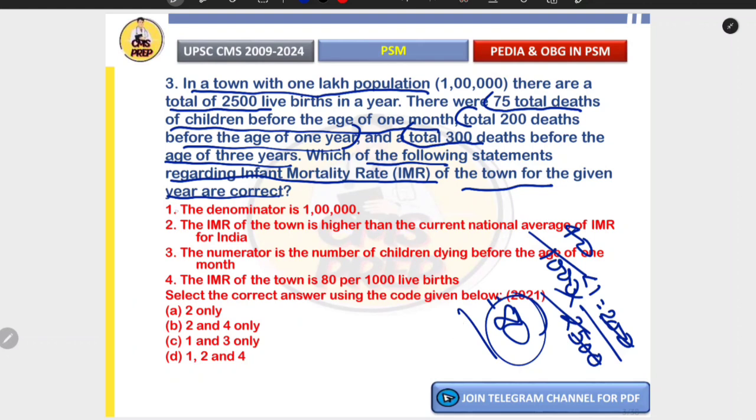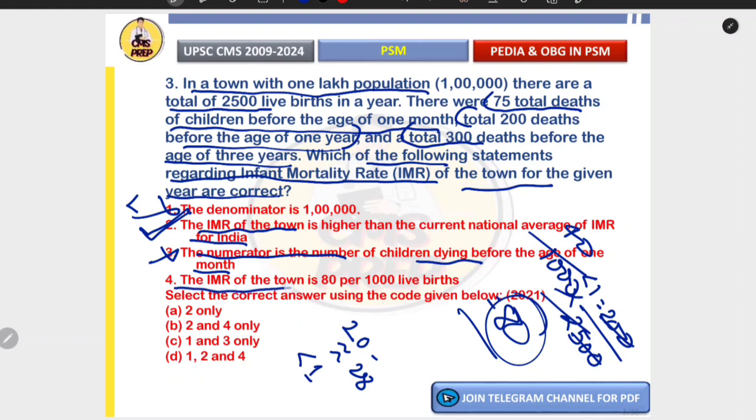Now let us analyze the statements. The denominator is 1 lakh. It is a wrong statement. The denominator is live births, not the population of the city or the town. The IMR of the town is higher than the current national average of IMR for India. Yes, it is correct. The current IMR of India is between 20 to 30, approximately 28. So this is a correct statement. The numerator is the number of children dying before the age of 1 month. It is incorrect. The numerator in infant mortality rate includes deaths within 1 year, not 1 month. Fourth statement, the IMR of the town is 80 per 1000 live births. Yes, it is also correct. So the correct answer is 2 and 4.